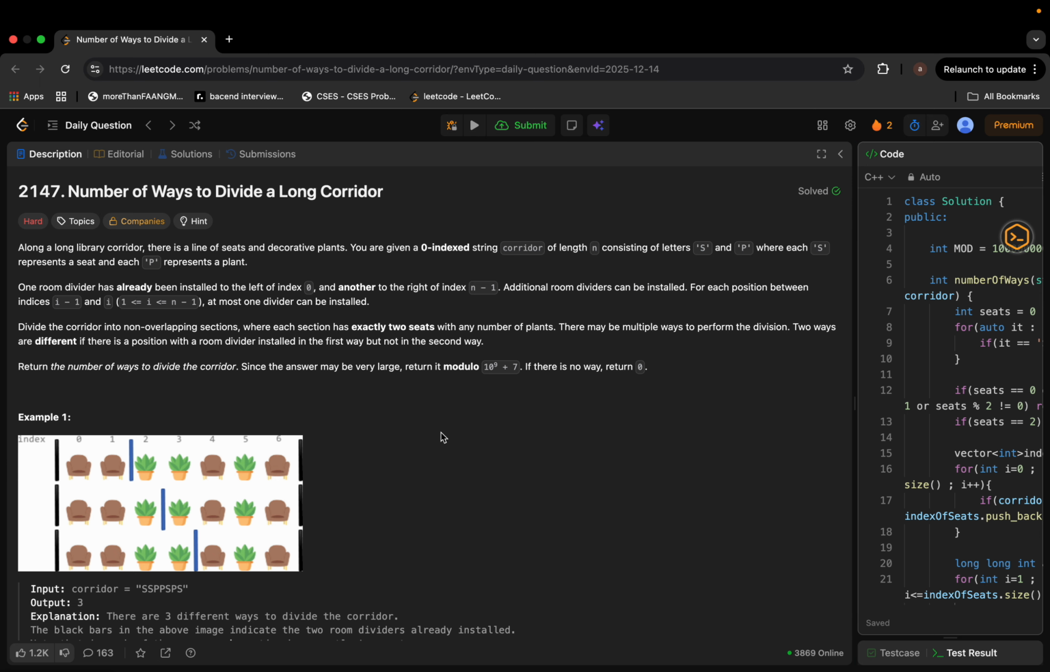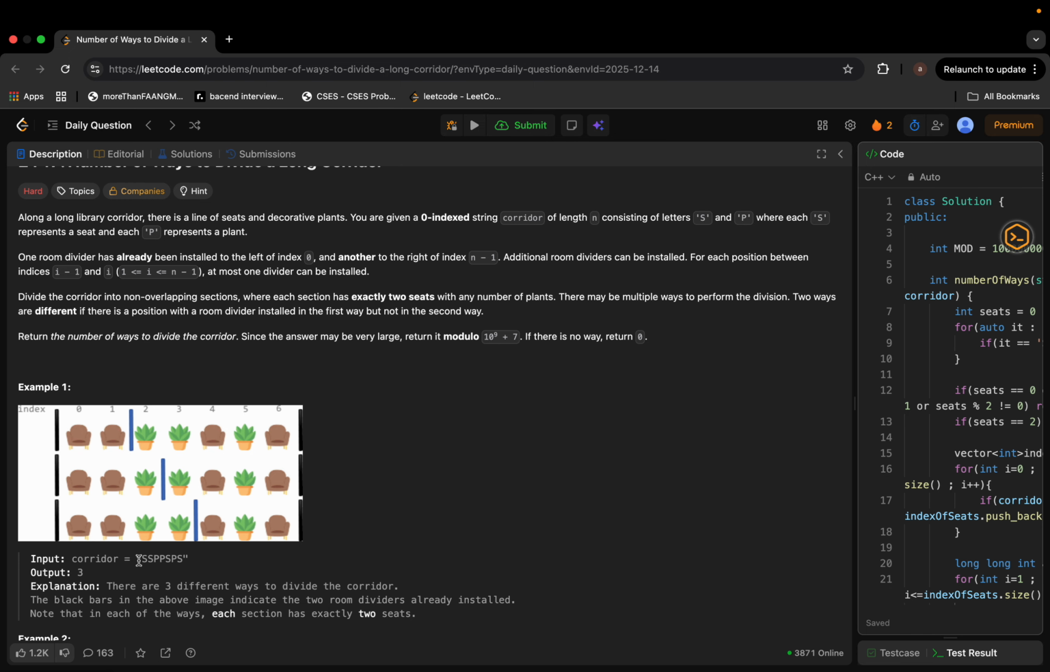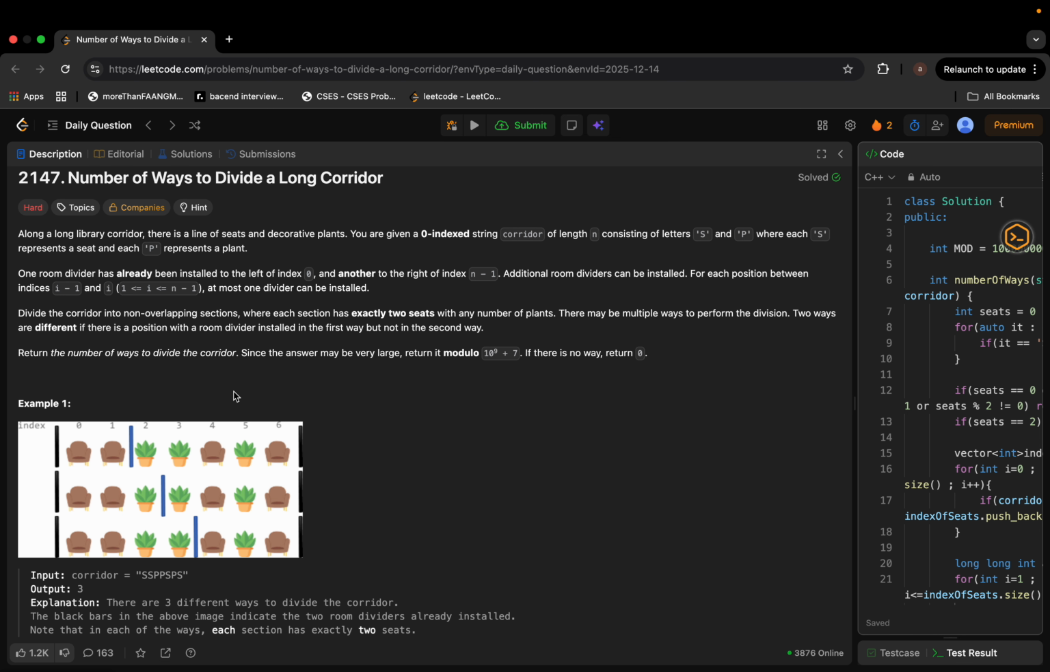Okay, so the problem is saying that we are provided a corridor in the form of a string. We have some seeds and some plants. Now we have a boundary on the left of left, and a boundary on the right of right as well. Now we are asked how many ways we can divide this corridor.